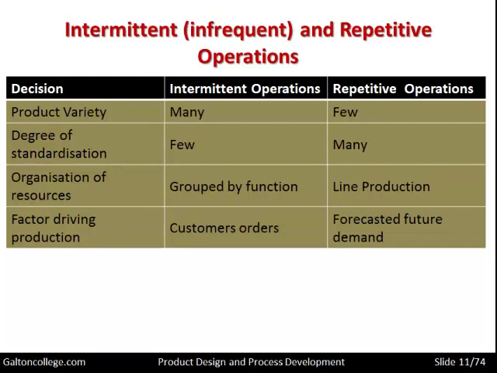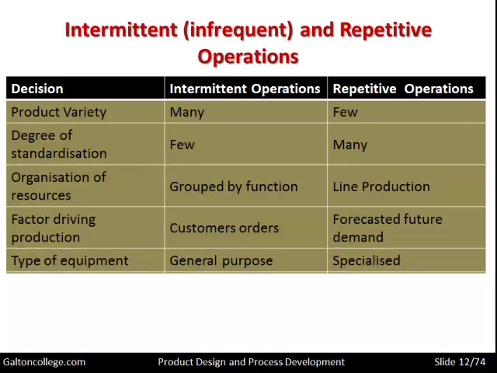The factors driving production, well, with intermittent operations, it's customer orders. Customer orders come in, the company tools up and produces that item. With repetitive operations, it's forecast future demand. The machines are running continuously, making this item. So a lot of it will go into stock, in the stores, in warehouses, in wholesalers, in retailers. It depends on where the market is, but the chances are it's produced in advance of demand.